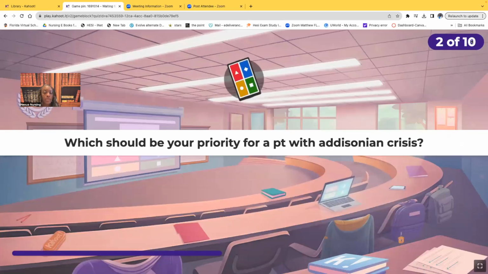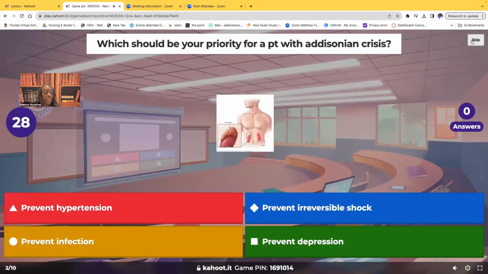All right, which should be your priority for a patient in Addisonian crisis? Is it to prevent hypertension? Is it to prevent irreversible shock? Is it to prevent infection? Or is it to prevent depression?